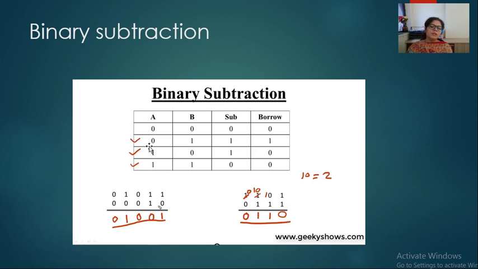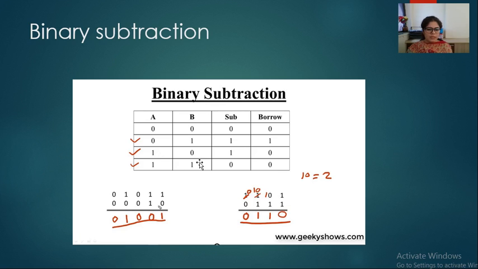Now the next is 0 minus 1. We cannot subtract 1 from 0. So in that case, we have to take borrow. So when the bits are 0 minus 1, you will get the answer as 1 with 1 borrow, because we are subtracting 1 from 0. 0 is the smallest number, 1 is the greatest number, so we cannot directly subtract it. In that case, we have to use borrow.